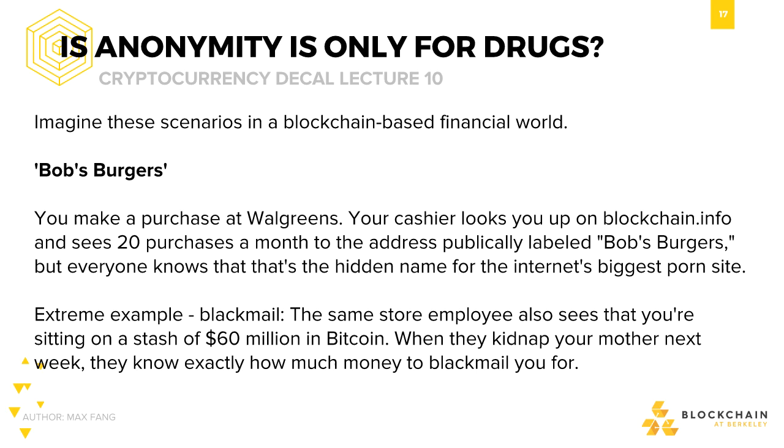So Bob's Burgers, say you go to Walgreens and you make a purchase, and your cashier can then look you up on blockchain.info using the Bitcoin that you just sent them, and they see 20 purchases a month to this address, publicly labeled Bob's Burgers, but everyone knows it's actually the world's biggest porn site. So they now know your habits. A more extreme example is if you go to the same cashier and then they find out that one of you is secretly Satoshi Nakamoto. So now they know exactly how much to extort you for, like by kidnapping a family member or something, you and your billions of dollars of Bitcoin.